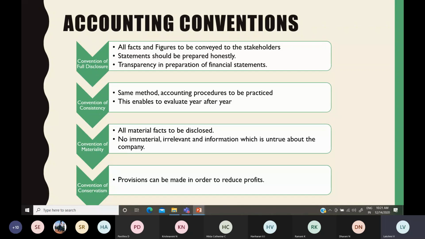So provisions have to be made, just to reduce my profits. I should not shoot up my profit and show it. Whatever provisions can be created by me, I have to show in my books of accounts, so that I can reduce my profits. So these are the accounting conventions.